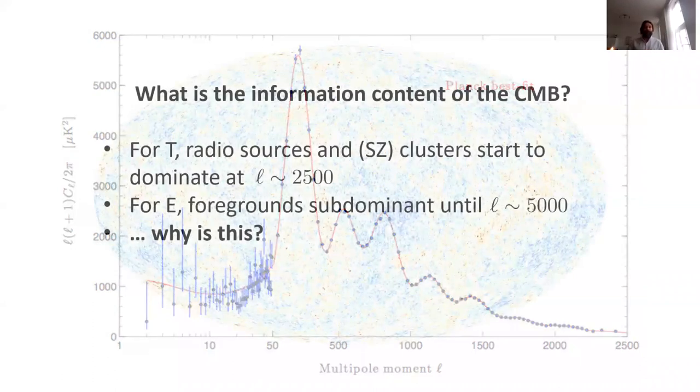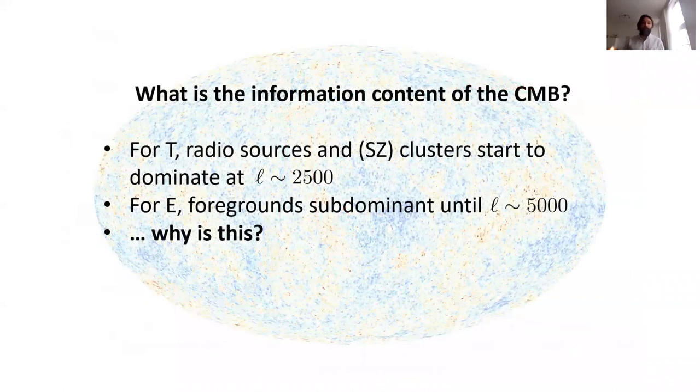So the information content of the CMB is limited, because at smaller and smaller angular resolutions, the CMB starts to crap out. And for temperature fluctuations, you have radio sources and essentially Sunyaev-Zeldovich clusters starting to dominate at about L of 2500. The Sunyaev-Zeldovich effect is that clusters are full of hot gas, and this gas can basically scatter off of a CMB photon, right? And then start to affect it and scatter it. And so you have another scattering surface to deal with. It's no longer just free streaming from last scattering, it's being affected.